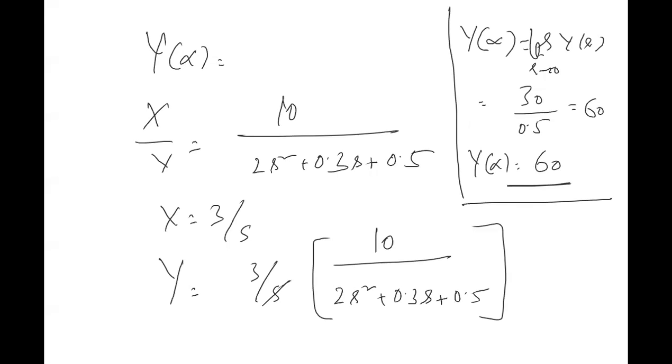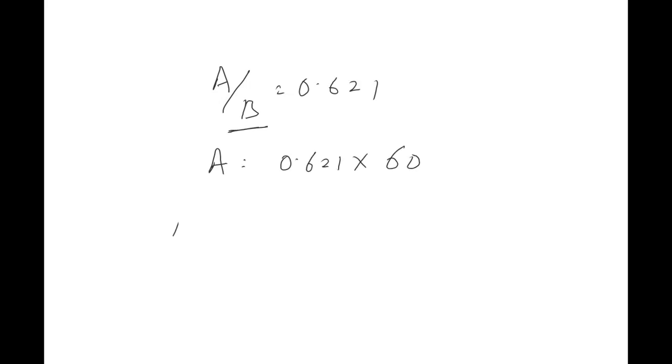Now how do you find the maximum value? From overshoot. What is overshoot? A by B is 0.621. So what is A? 0.621 into B, where B is nothing but the ultimate value, 60. So what is the maximum value? Y max is nothing but A plus B. Find out.